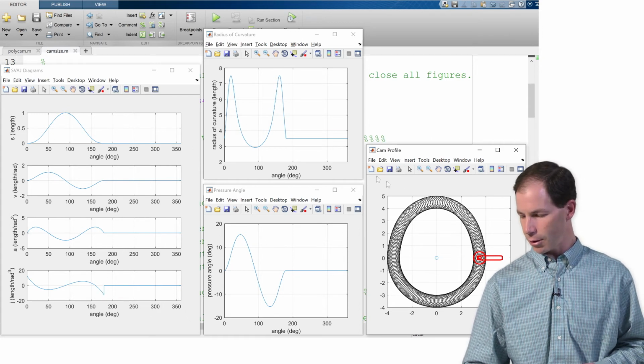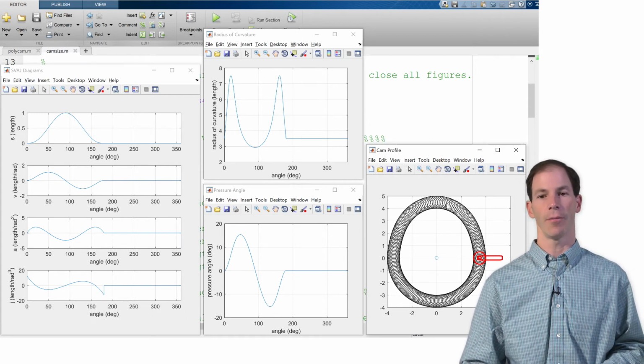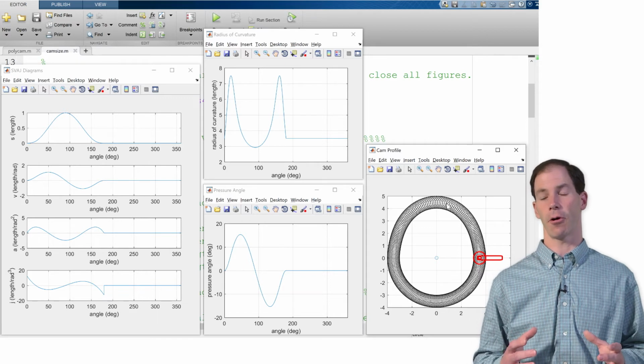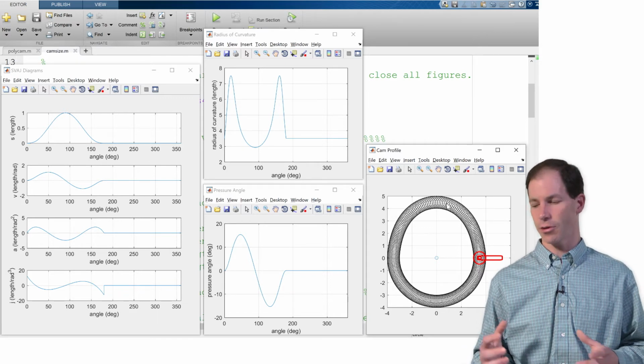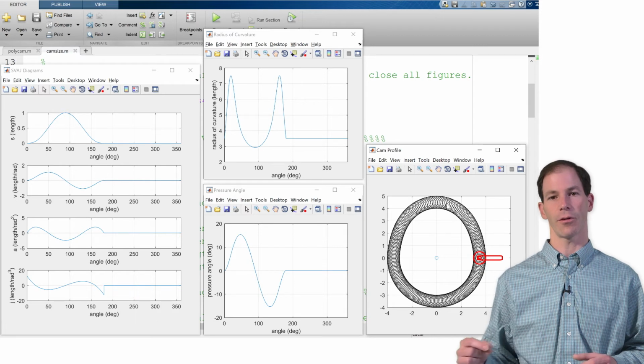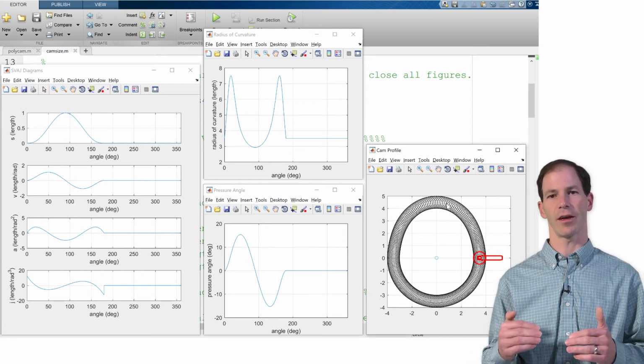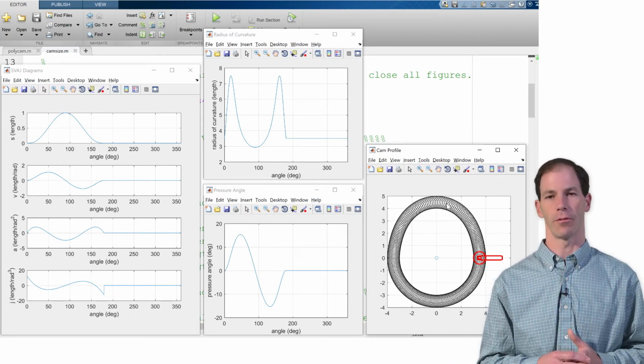And then I move over here and let's look at the lower right now. And you can see in the lower right, I have a cam profile that is very gentle. You can see the roller follower there, and then also the translating element that's showing what direction it's moving.